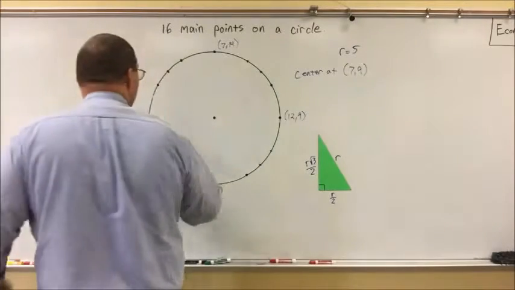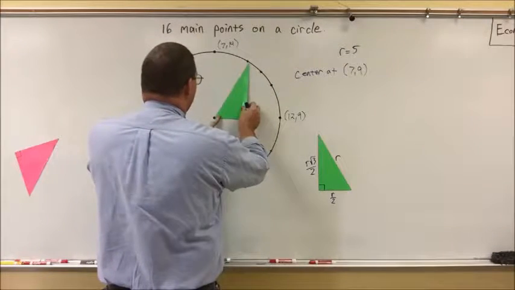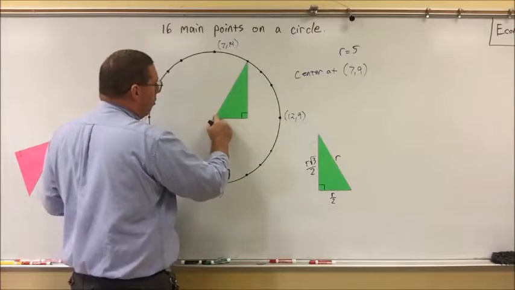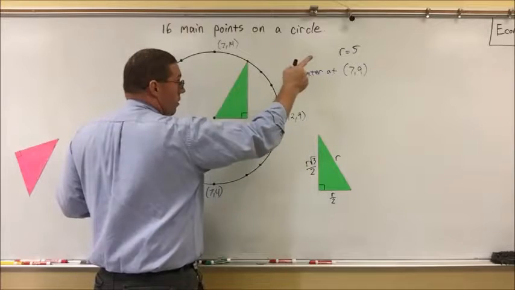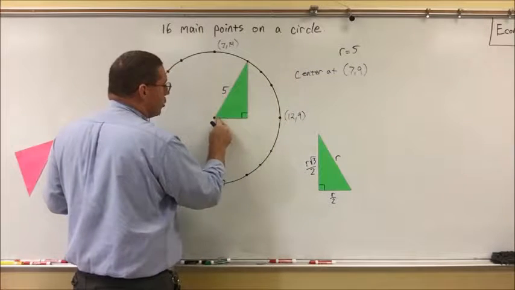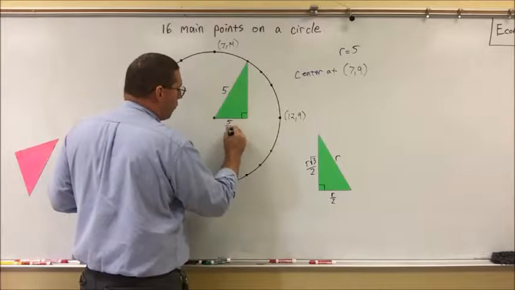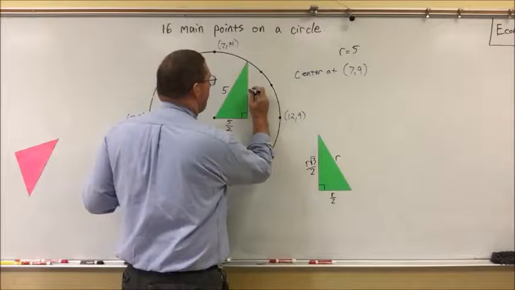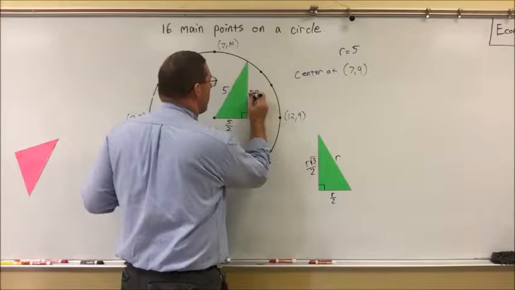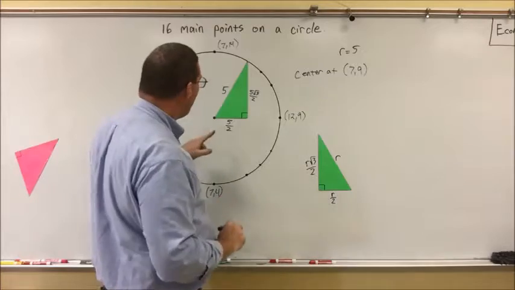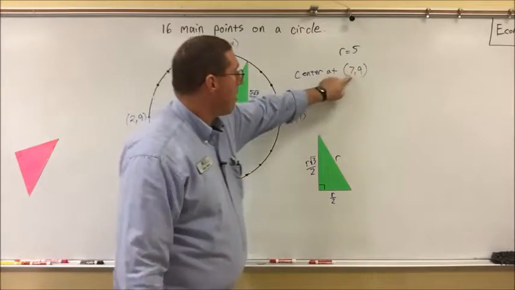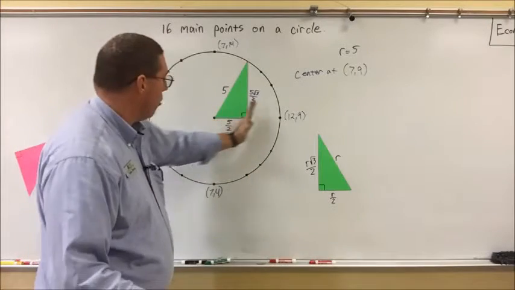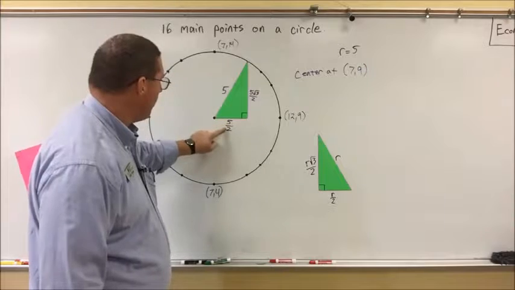So if we go over here, if we look at this point right here, if we put this 30, 60, 90 right triangle in here, we've got a 60-degree reference angle. We know the distance from here to here is, in this case, 5. So that means that the short leg is 5 over 2, and that means that the long leg is 5 times the square root of 3 over 2. And therefore, if the center of the circle is at the point 7, 9, we know that the x-coordinate is going to increase, because we're going to the right, by 5 over 2.